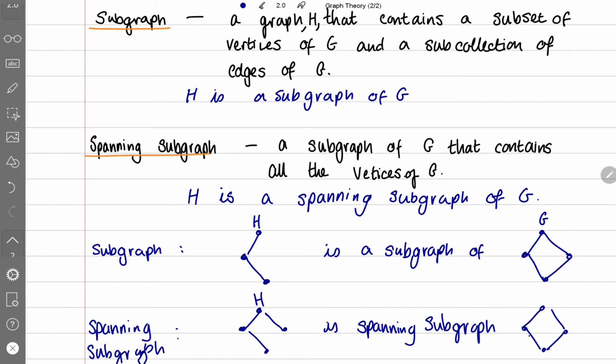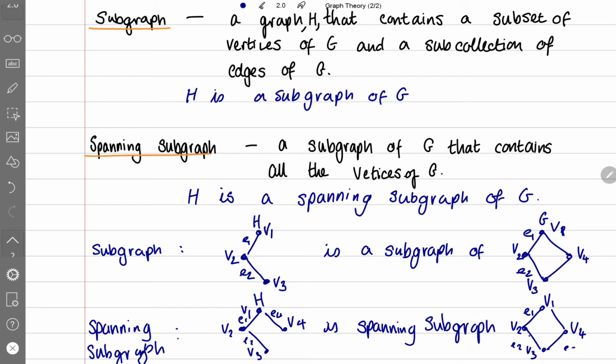The reason why this one here is a subgraph and this one is a spanning subgraph is, if we look at the definition, this is a subgraph because it contains a selection or subset of the vertices V1, V2, V3 of graph G, and it contains a subcollection of the edges E1, E2 of G. Whereas this spanning subgraph contains all the vertices of G, so V1, V2, V3, V4, and it contains a subcollection of the edges, so E1, E2, that would be E3, and this would be E4 if we look at this graph here. E2, E3, E4. Okay?